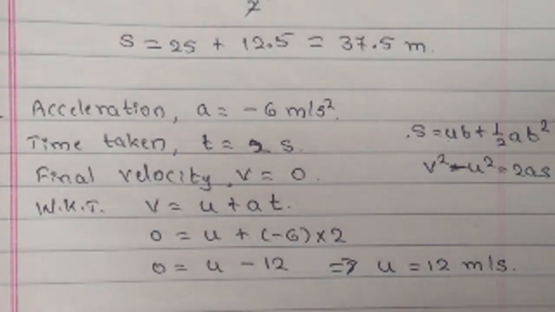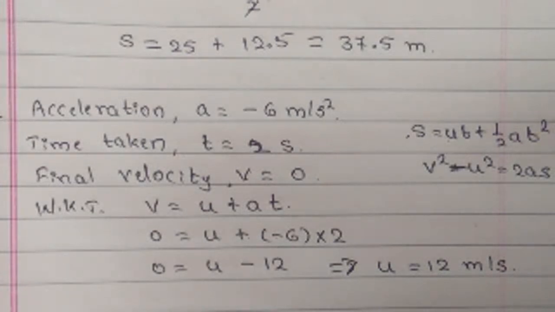Here the brakes are applied, therefore acceleration is taken as a negative quantity. Time taken is given in SI unit, that is 2 seconds. After applying the brake, the car takes 2 seconds to come to rest, therefore time taken is 2 seconds, and the final velocity, because after applying the brakes the car comes to rest, so that's why v value becomes 0.